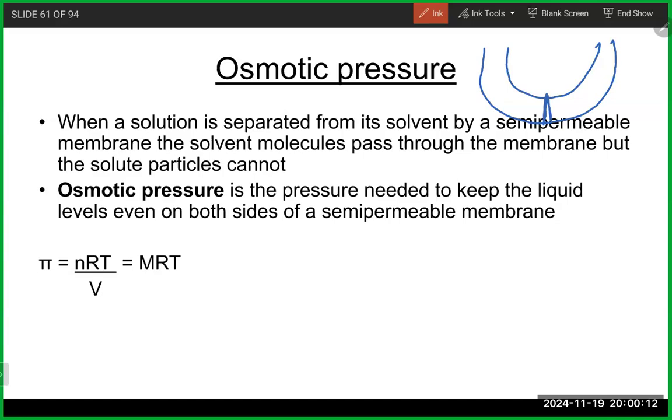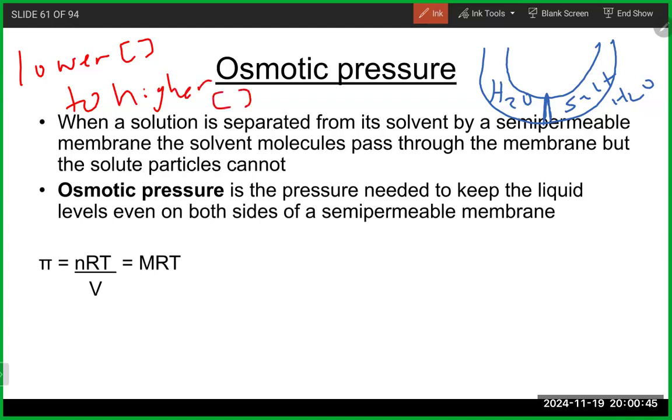So if you had, say, on one side of this membrane, just pure water, a little H2O, and let's say on the other side of the membrane here, you had salt water. The process of osmosis is this. Osmosis will basically make solvent molecules flow from a lower concentration to a higher concentration. That is the process of osmosis. So, for example, water molecules will flow from a lower concentration to a higher concentration.